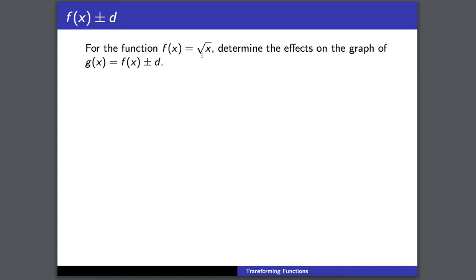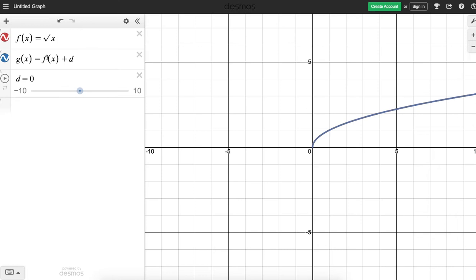So in other words, if we have the square root of x and then outside of the square root of x we have something like plus 5 or minus 3. So what is adding or subtracting a number outside of the function or after the function? How does that impact the original graph? Well, here we have f of x is the square root of x, which is right here.